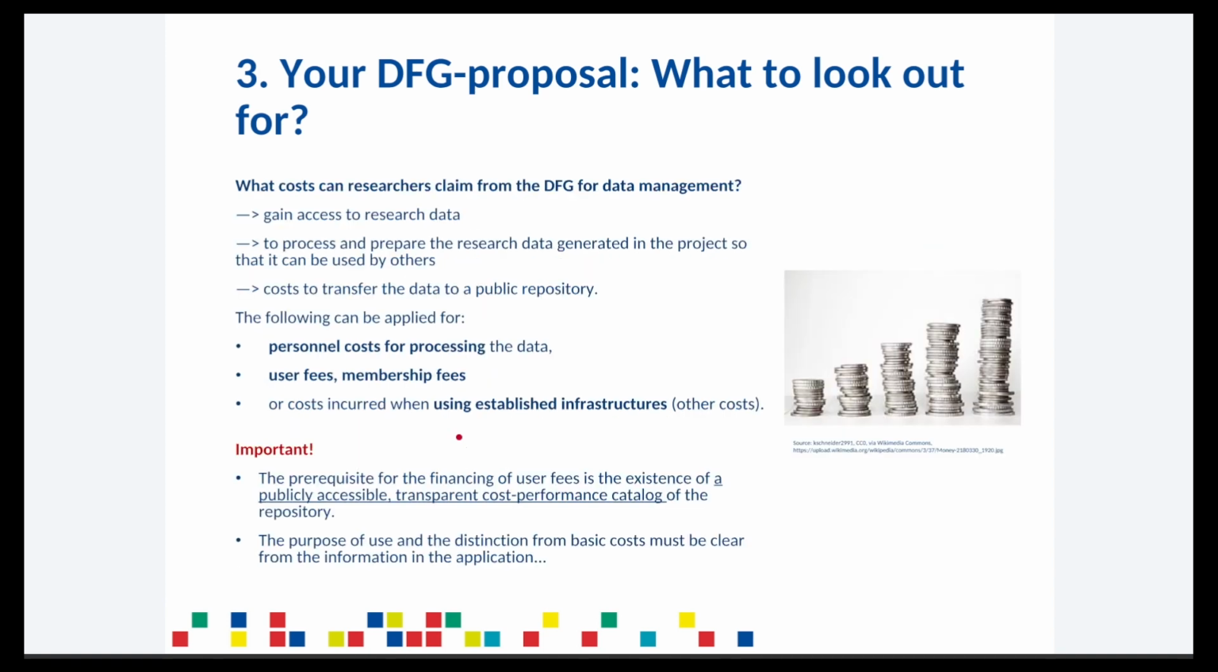For example, staff costs for processing the data, user fees, membership fees for repositories, data centers, whatever, are other costs that show up when you use established infrastructures. And you should always note down why you need these costs. You need them to gain access to research data, for example, or to process and prepare your research data or your software that you generate so it can be used by others. That's what you need to make proof of. And also the cost to transfer the data to a public repository.